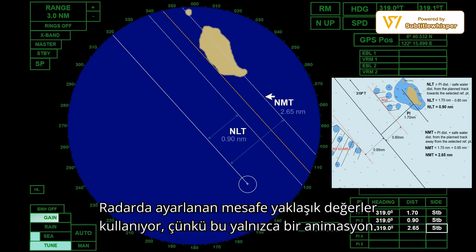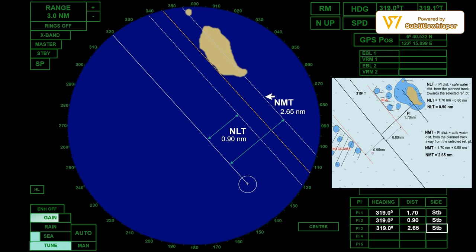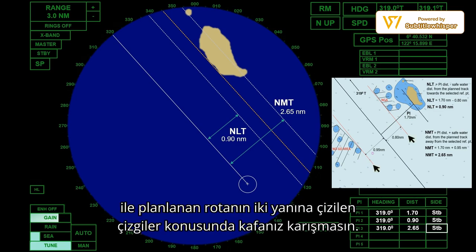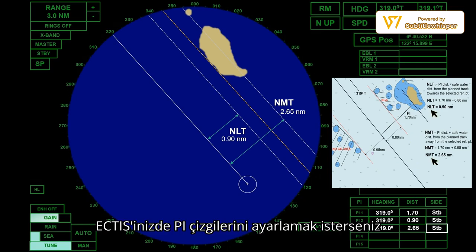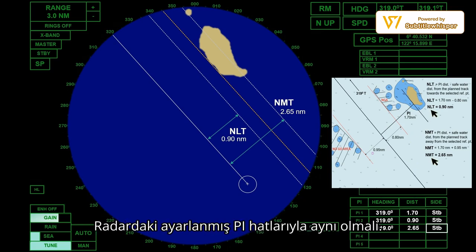The distance set in the radar is based on approximation. Since this is just an animation, I am not using the actual radar. Do not be confused about the set PI line on the radar, and the drawn lines on both sides of the planned track. Those lines are drawn in order to establish the not less than and not more than PI lines. If you want to set the PI lines in your ECDIS, it should be the same as the set PI lines in the radar.